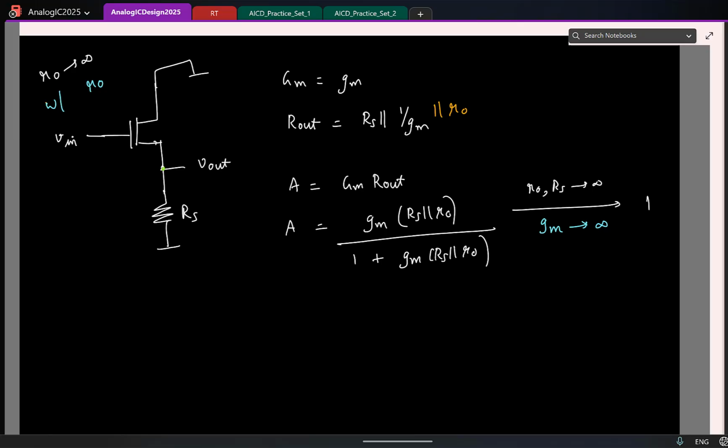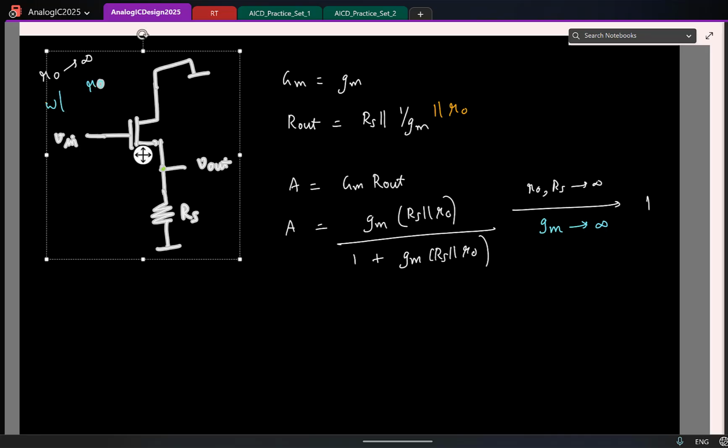Okay, so why does it make sense? That is, I see that if Gm is infinity, irrespective of R0 Rs, the gain should approach 1. Why is that so? Any guess?